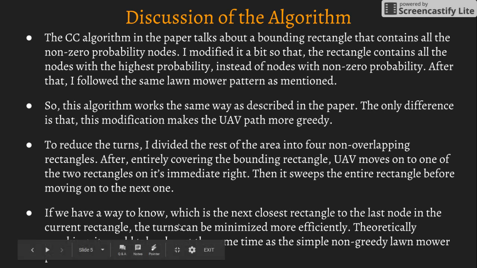Theoretically speaking, if we know all these, if we have all the information, it would take the same time as the simple non-greedy lawnmower path. This is one way to reduce the number of turns.